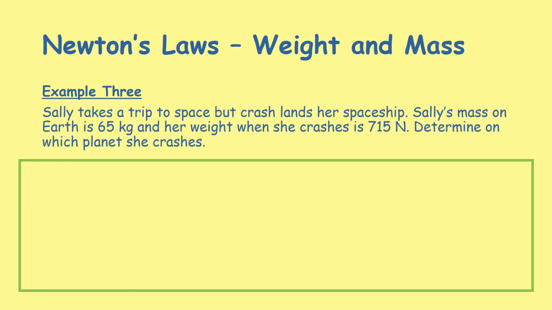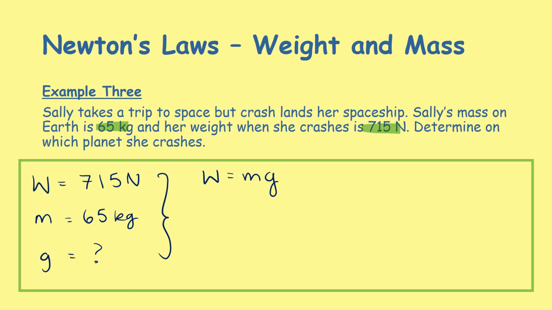Example 3. Sally takes a trip to space but crash lands her spaceship. Sally's mass on Earth is 65 kilograms and her weight when she crashes is 715 newtons. Determine on which planet she crashes. So here we've actually been given a mass and we've been given a weight. We need to find out the gravitational field strength of the planet she crashes on and then use the data sheets to figure out what planet it is. So W equals 715 newtons, M is 65 kilograms, and G is our question mark. We want to work out what G is.